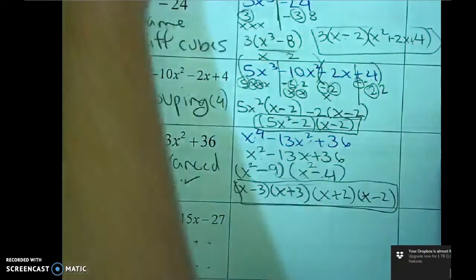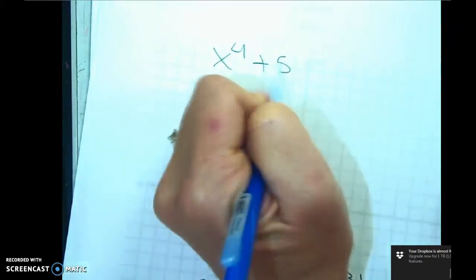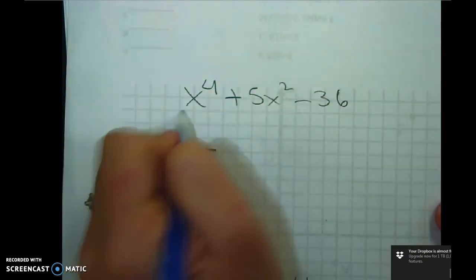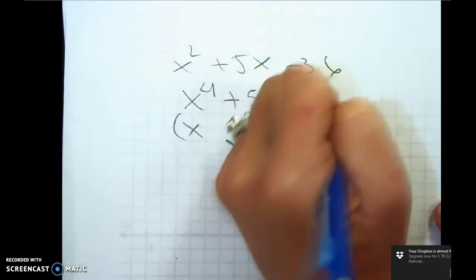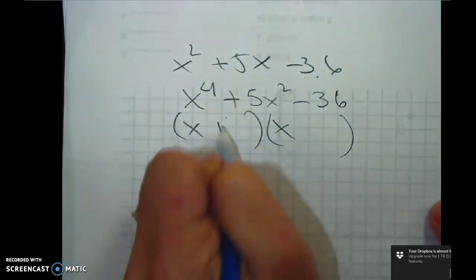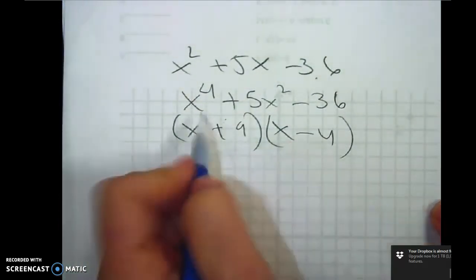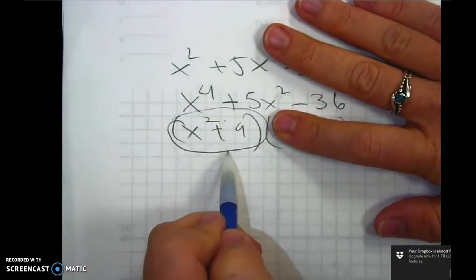I want to acknowledge, in addition to this problem, if you had x to the 4th plus 5x squared minus 36, I want to show that. You do pretend this said x squared plus 5x minus 36. X, 2 numbers that multiply to get 36 that add to 5 are plus 9 and minus 4. And then you would throw the squared back. Now the problem is this is plus.